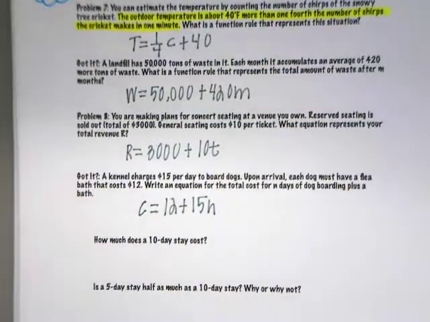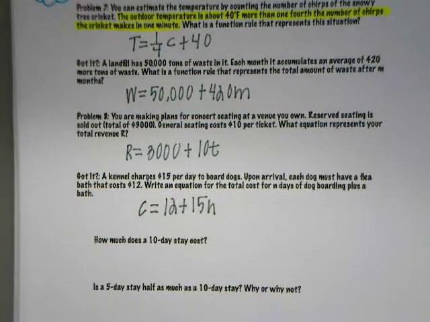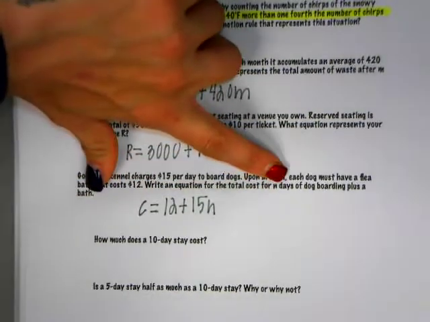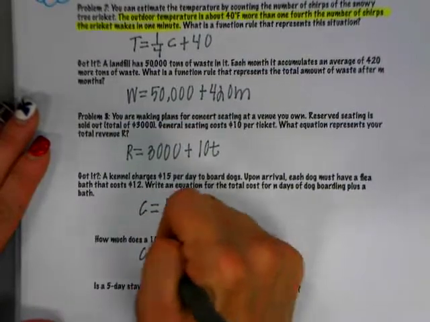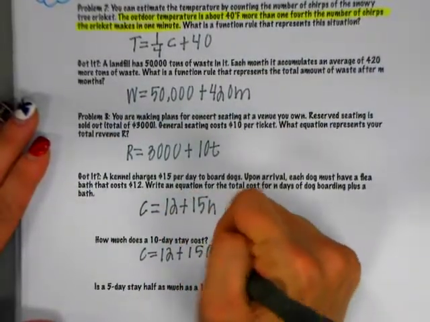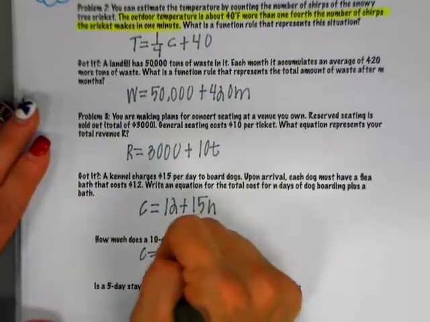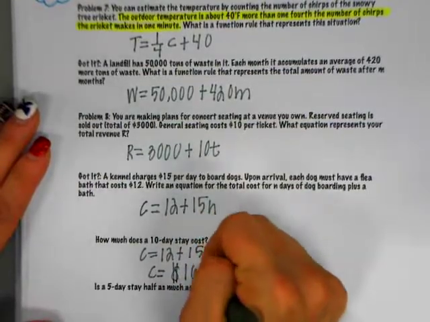And the order is flexible on that. It says total cost for n days. Oh, I didn't see that. Okay, how much does a 10-day stay cost? So 12 plus 15 times 10. So how much is that? Yep, $162.